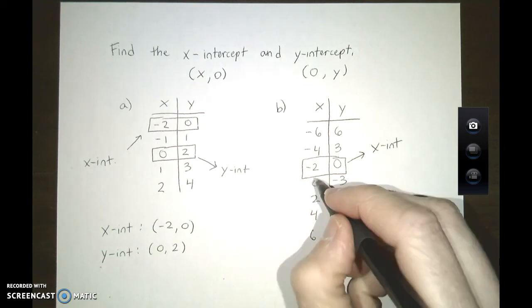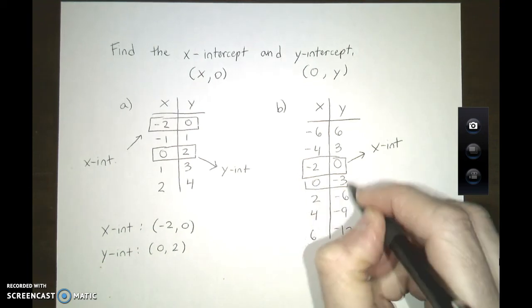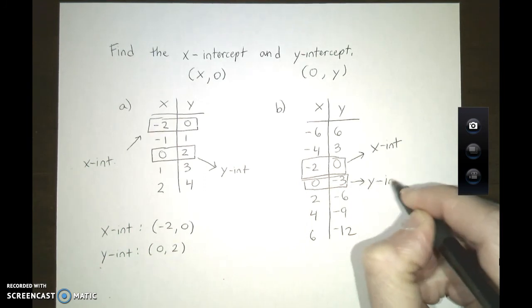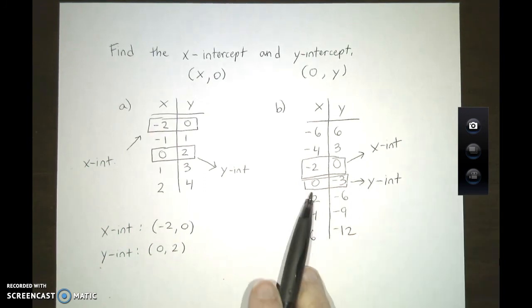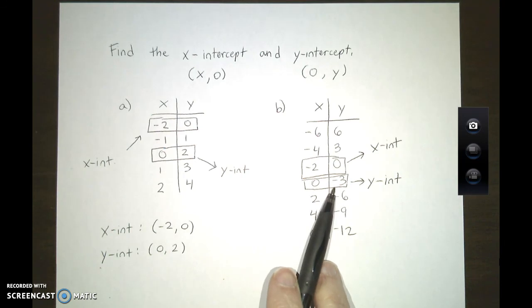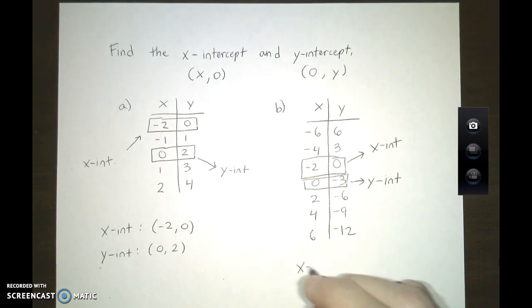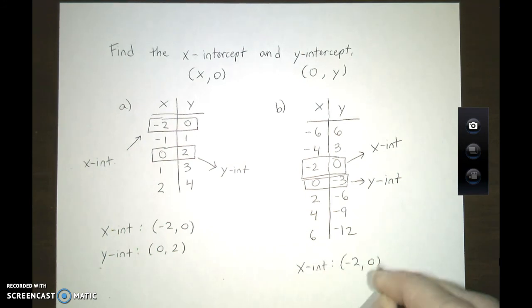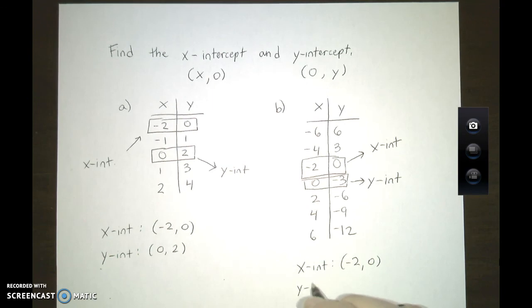The y-intercept is just below it in this table. It happens to be. It's not always the case, but this time it happens to be. And that's where my x value is 0 and my y value is given there as -3. So the x-intercept is -2, 0, and the y-intercept is 0, -3.